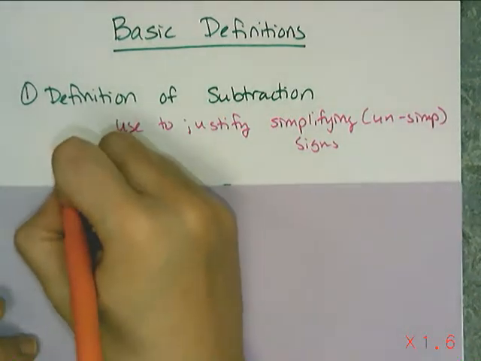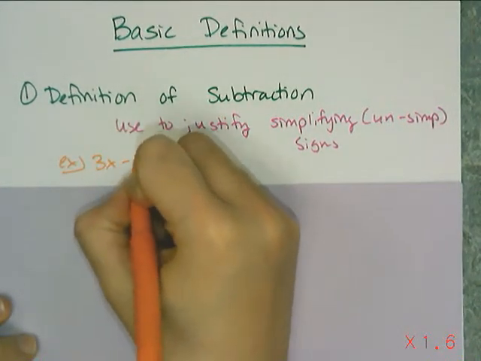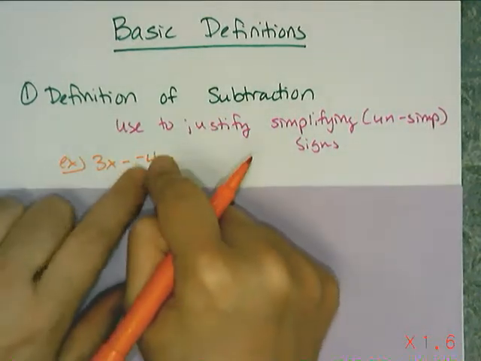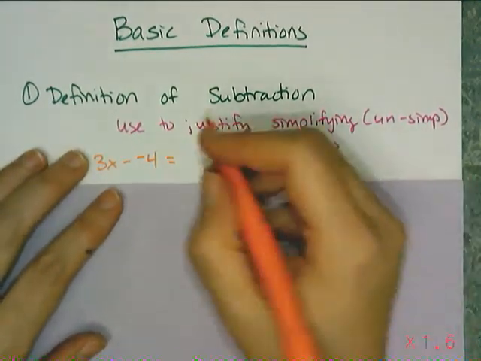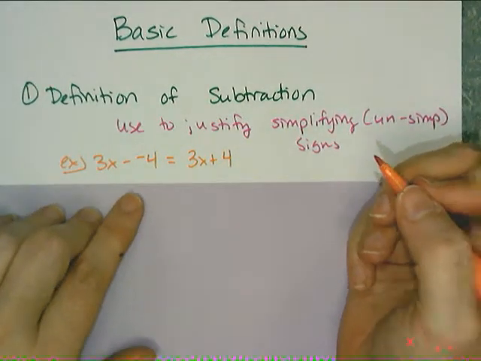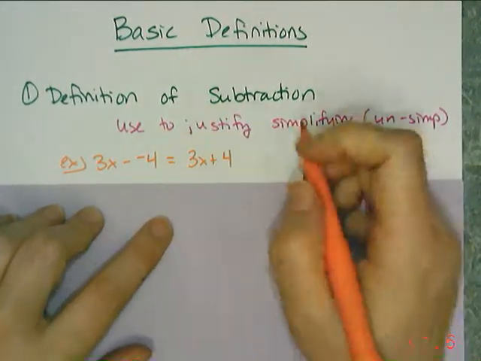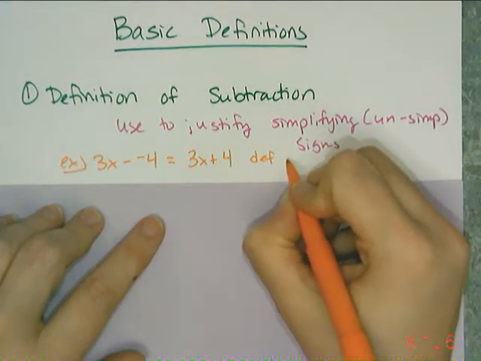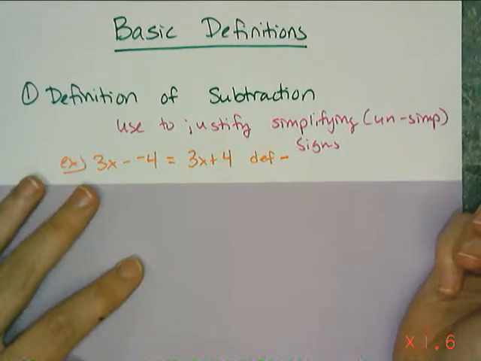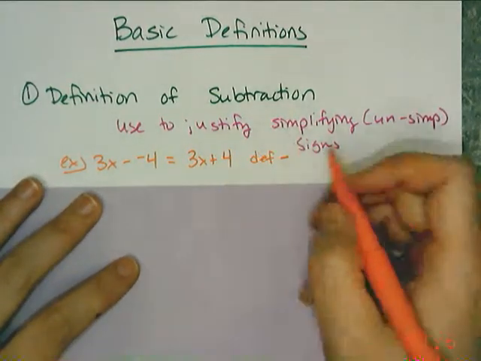All right. So for example, if I take 3x minus negative 4, and remember the criteria for simplified expressions says you can't leave minus negative. You can combine that and simplify the signs to a plus. And the justification for that, the mathematical reason we can do that, is the definition of subtraction is adding the opposite. And so my justification to everybody, to prove to them that I can do this, is the definition of subtraction.